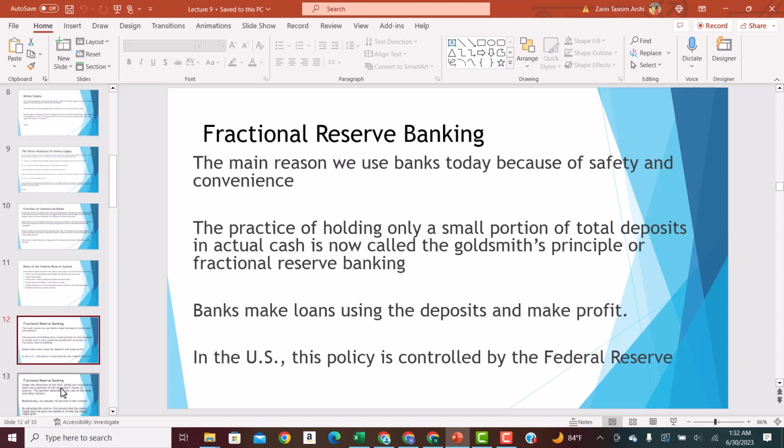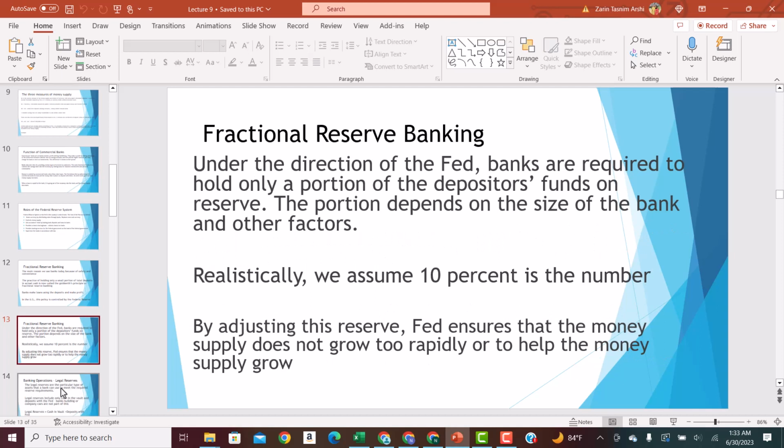So the main reason we use banks, why do we use a bank? Why don't we keep our income and savings as cash in our home and take cash every time we go shopping? Why don't we do that? The main reason we use a bank is because it is safe and it is also convenient. When you go shopping, it's very hard if you carry so much cash with you. Rather, if you have a debit card or credit card, you can easily swipe it and buy something. So that's why we rely on banks.